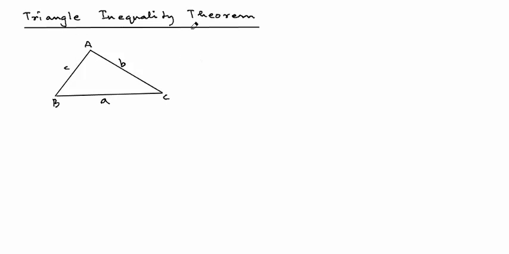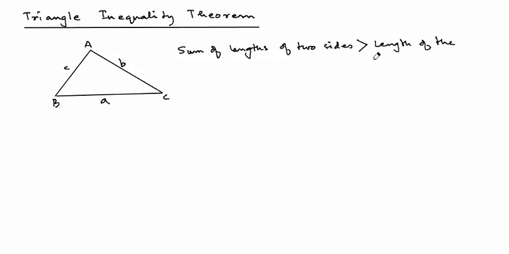Now, the triangle inequality theorem tells us that in any triangle, the sum of the lengths of two sides will always be larger than the length of the third side. So that we have a plus b is greater than c, a plus c is greater than b, and b plus c is greater than a.